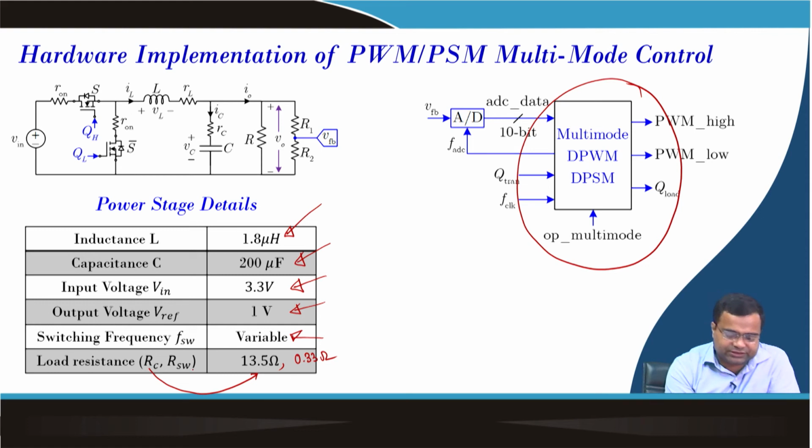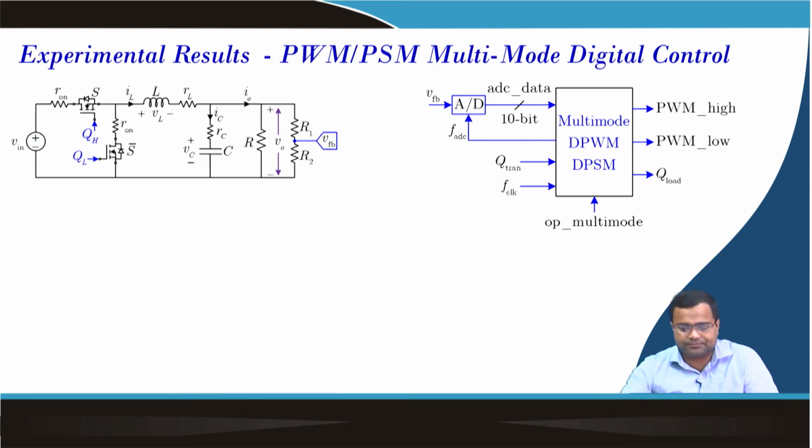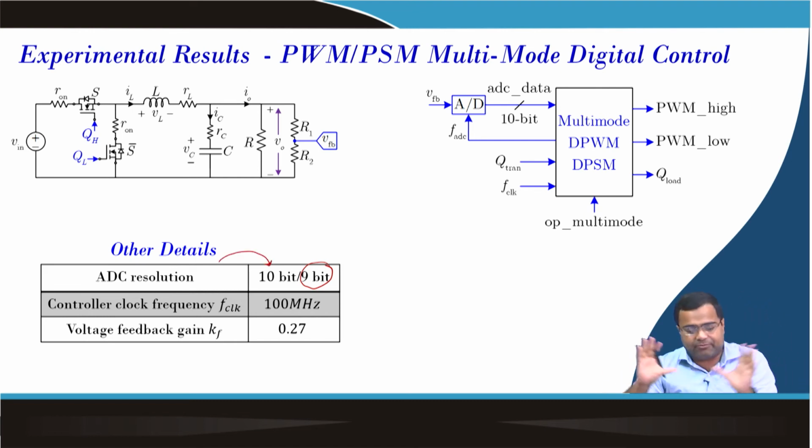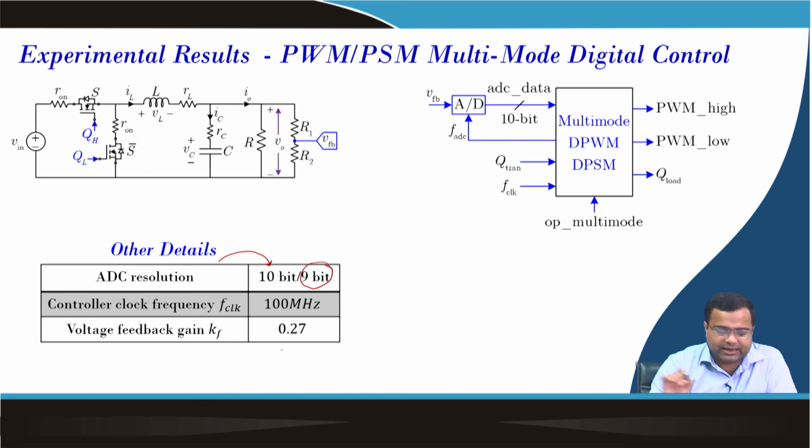So, when this switch resistance is connected, it will be high load; when it is disconnected, it is under light load. Additionally, we are using an ADC resolution of 9 bit, even though it is a 10 bit ADC, we are discarding 1 MSB to avoid any limit cycle oscillation. Feedback gain is 0.2, clock frequency is 100 megahertz.